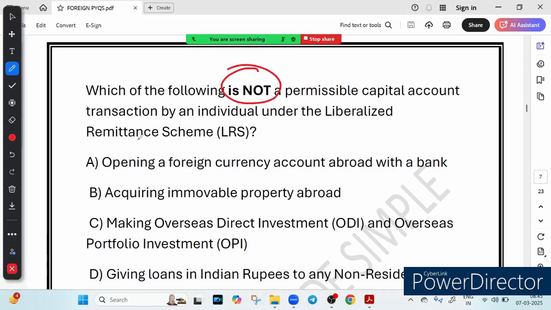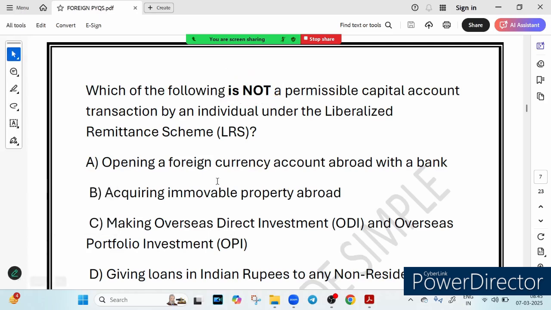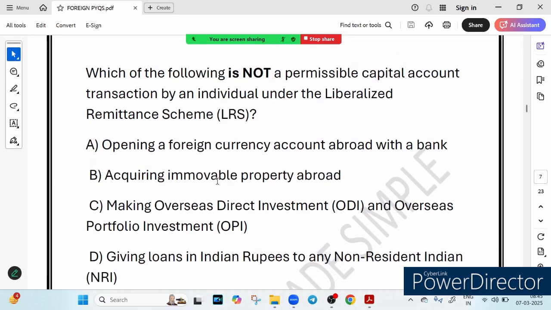So let's see option number A: opening a foreign currency account abroad with a bank. Option B: acquiring immovable property abroad. Option C: making ODI, that is overseas direct investment, and OPI, that is overseas portfolio investment. And option number D suggests giving a loan in Indian rupees to any non-resident Indian, that is NRI. So these are the 4 options. Take a moment to think about it. Got your answer? Let's break it down.